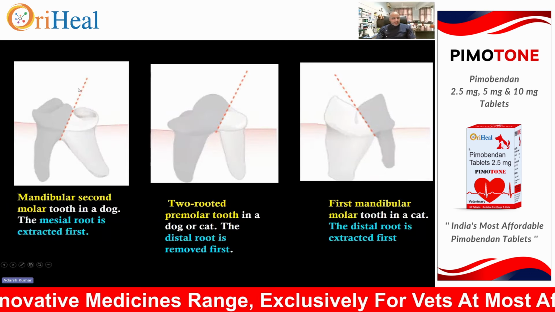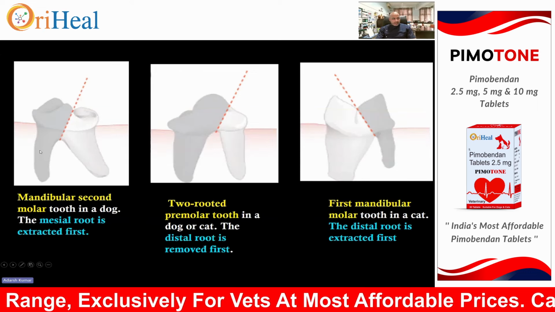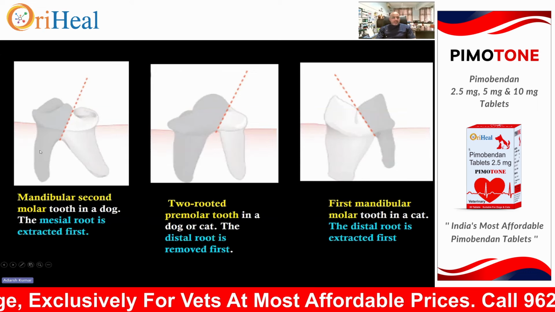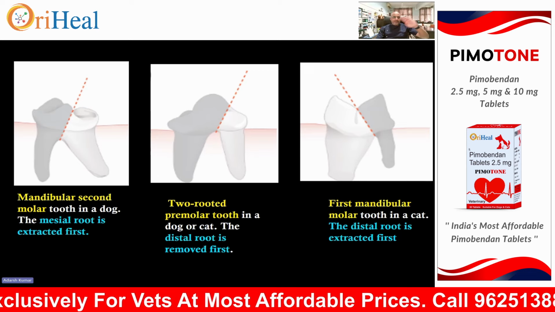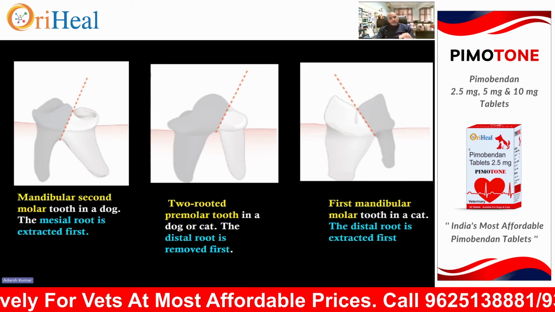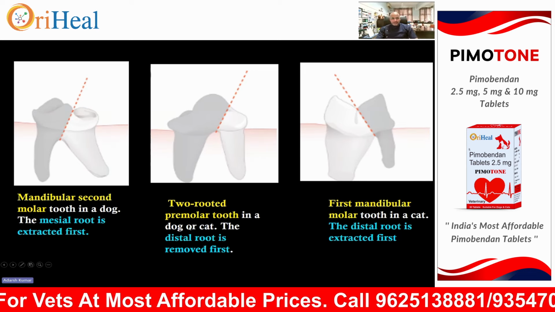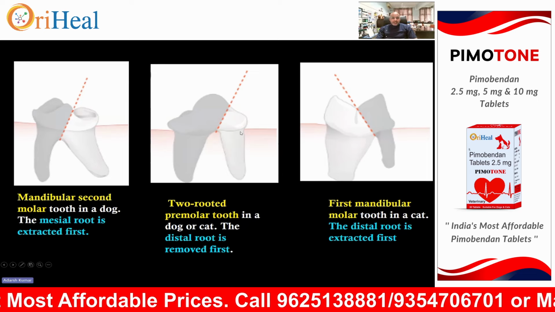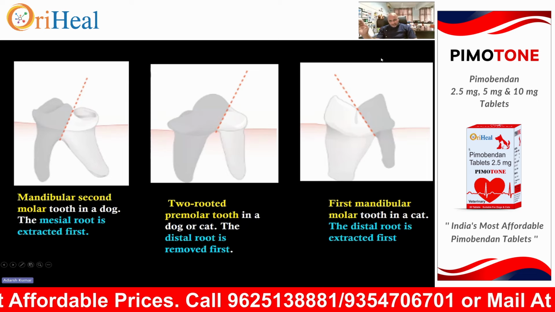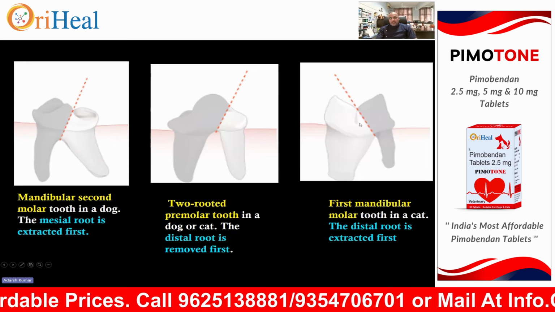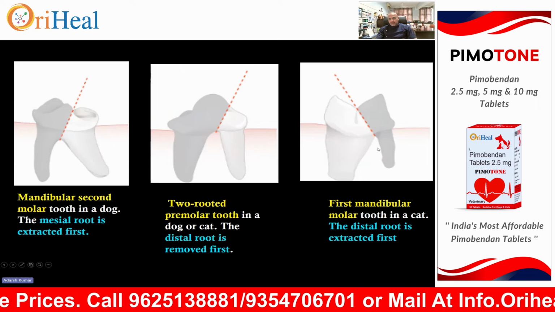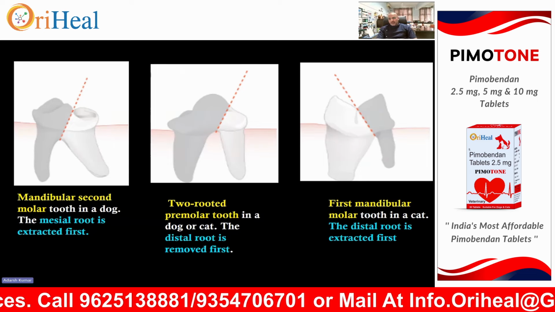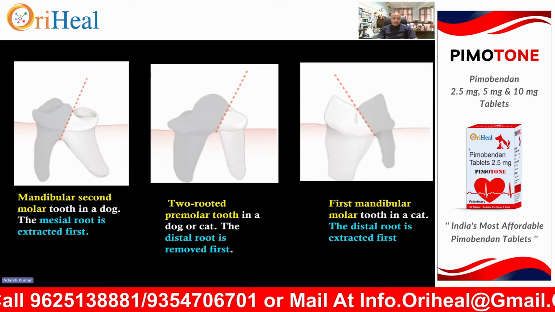Now, this is the mandibular second molar root. So this is how a furcation is cut, sectioned, and the mesial, that means the one which is proximal, root is taken out first and distal later. When you talk of a two-rooted premolar tooth, the distal root has to be removed first. When you talk of the first mandibular molar tooth, the distal root has to be extracted first. Okay. Remember this.